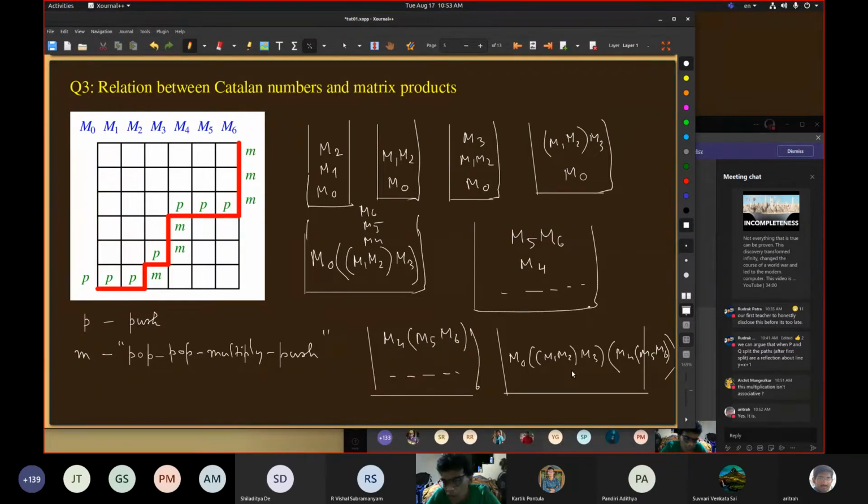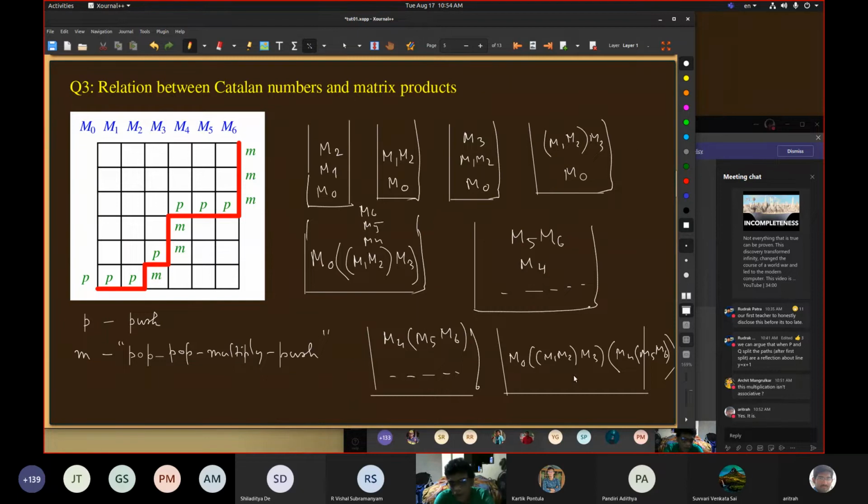Whatever way you do it, you will get the same final result by associativity. That is true. But this explicit parenthesization gives you a computational handle. How I proceed? Is that okay? Does it answer your question? Yes, sir. Okay, good. Okay, so that is how valid paths, matrix products, stacky sequences, and all these things are related.